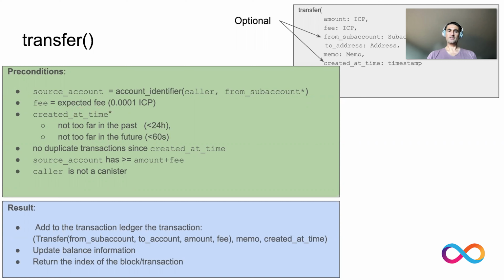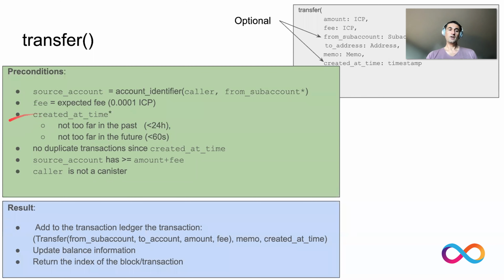Otherwise, it does the following checks. First, it checks that the created at time is not too far in the past. Specifically, it checks that created at is not smaller than now minus 24 hours, and it also checks that it's not too far in the future. If there is any drift, it should not be bigger than 60 seconds. If this is false, then the call is rejected.